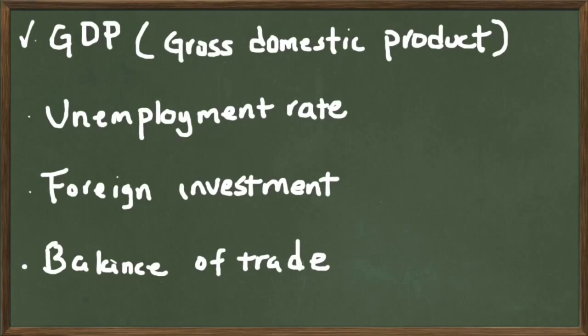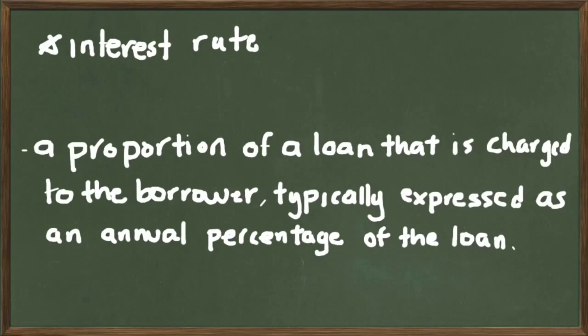Unemployment rate, unemployment rate. Foreign investment, foreign investment. Balance of trade, balance of trade. Okay, now that we double-checked that pronunciation, we'll proceed to give a definition and explain as much as we can on these. Alright? Okay, so let's begin with that first one, which is interest rate.